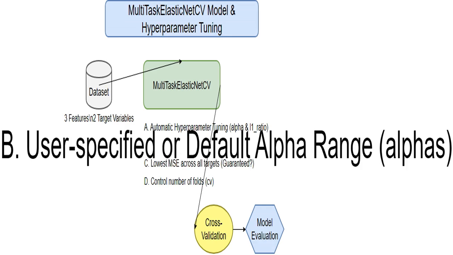The alpha's parameter in MultiTaskElasticNetCV lets me specify a range of alpha values to explore during the search for the best hyperparameters. If I don't provide a range, the model uses a default range. Alpha controls the strength of regularization. A higher alpha means stronger regularization.